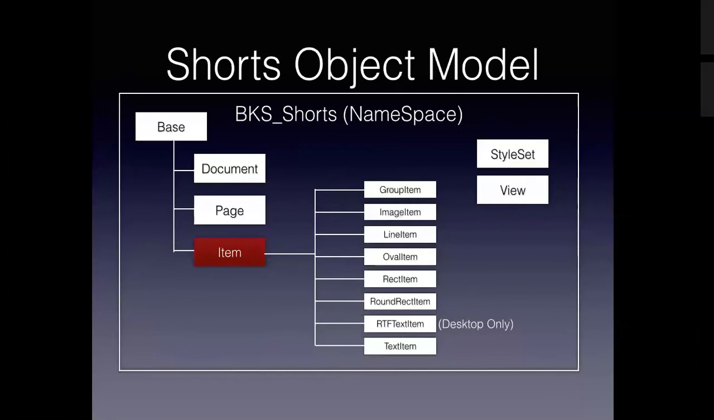We've got the RTF text item, which is only available on desktop. And then we've got the text item. And now the difference between those two is that with the text item, all the text that's in that block has the exact same formatting.